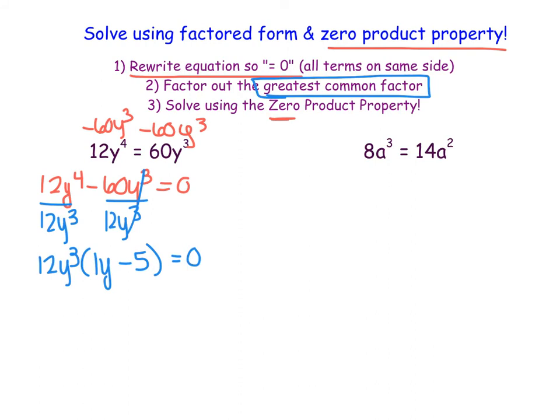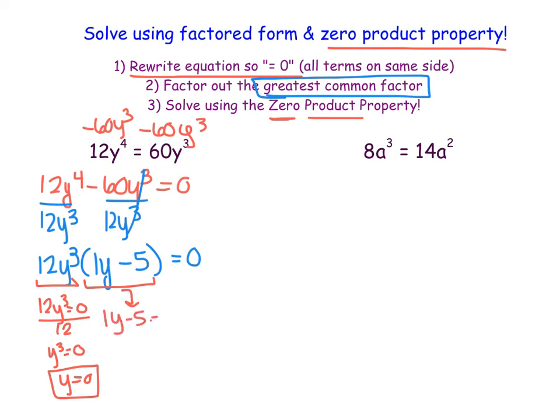So now I have a product of something times something is equal to 0, so that's the zero product property. So I can set each part equal to 0. So I divide by 12 here, I get y cubed is equal to 0, and the only thing that times itself will give us 0 is 0 itself. So my first option is y equals 0. Second option here, I have 1y minus 5 equals 0, so we add 5 to each side. So the other option is y is equal to 5.